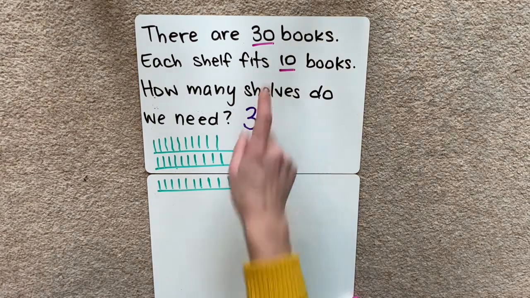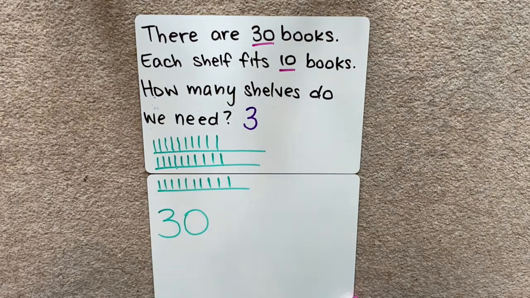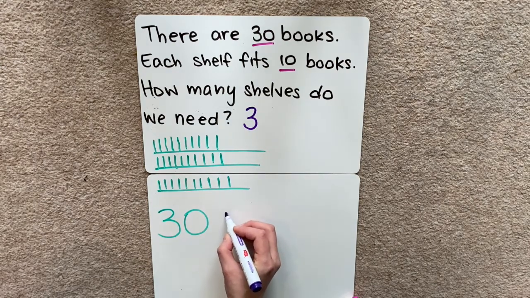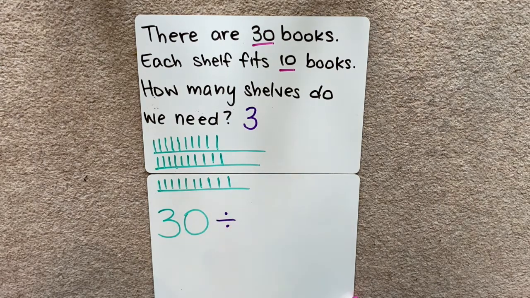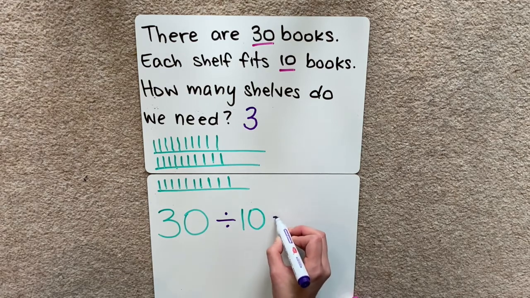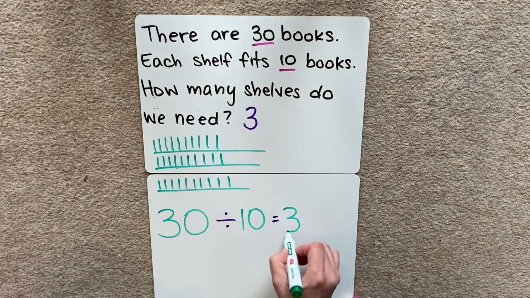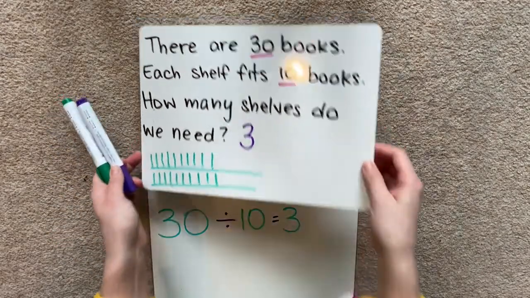Okay, let's write this as a number sentence. So we start with our altogether number, which is 30. And we've put those 30 books in groups of how many? 10. And how many shelves do we need? We found out we needed 3. 3 shelves. Let's do another example.